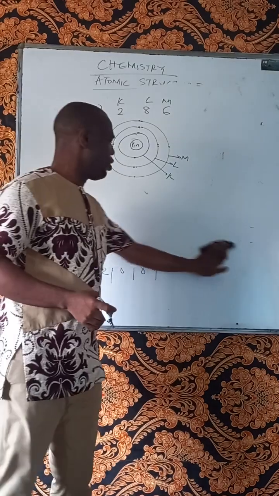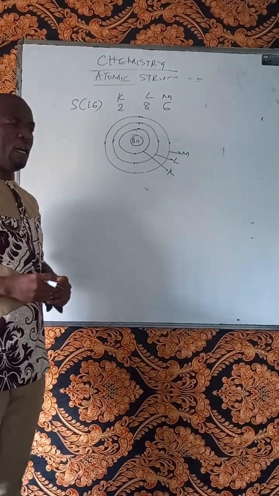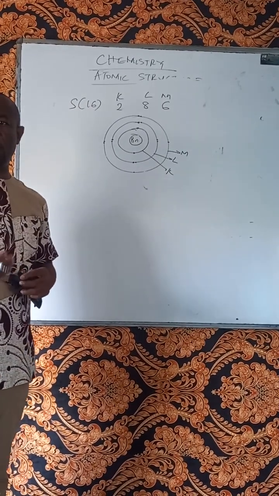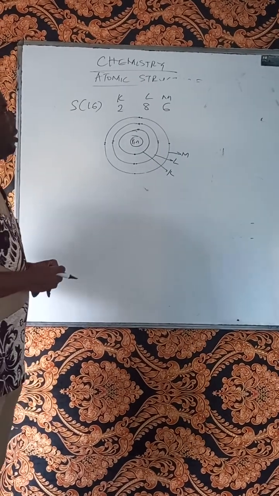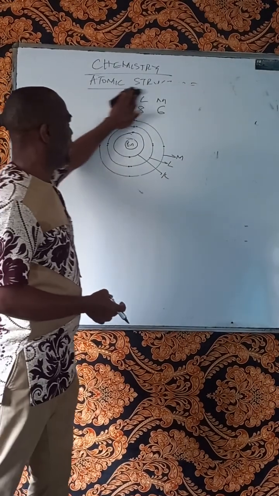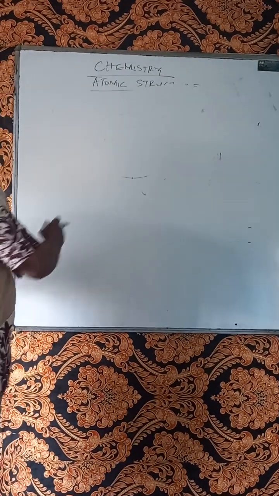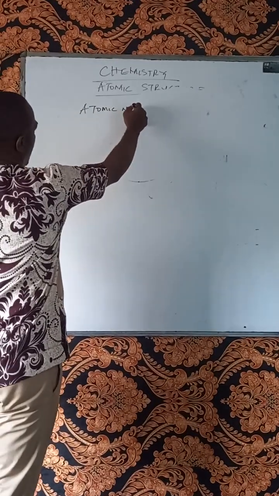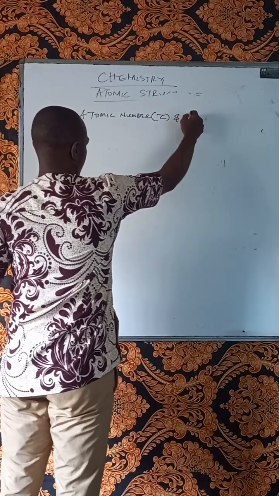Then, having done that, we are going to look at what is meant by atomic number and mass number of an element or of an atom. Atomic number and mass number. So what is meant by atomic number? What is meant by mass number?